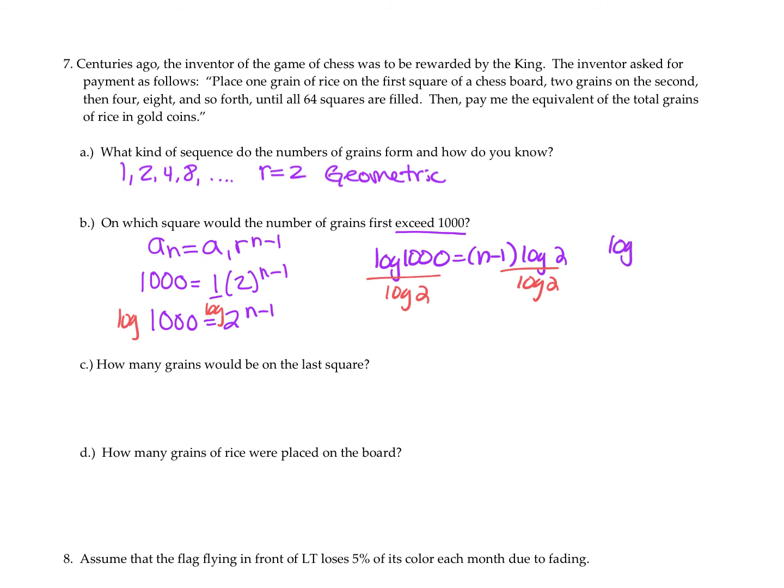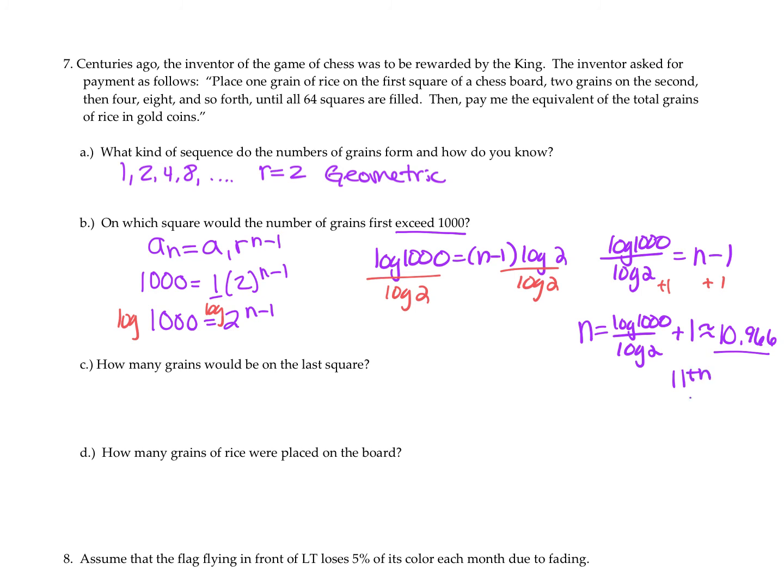So I have the log of 1,000 divided by the log of 2 equals n minus 1. So I'm going to add 1. So my n would equal the log of 1,000 divided by the log of 2 plus 1. And so then I can put that in my calculator, and you get 10.966. So on the 11th square, it would exceed 1,000.